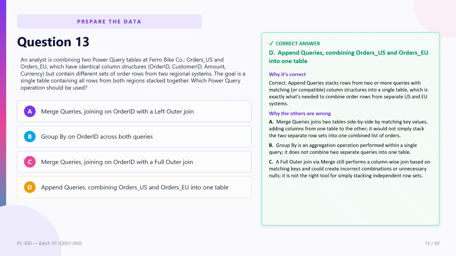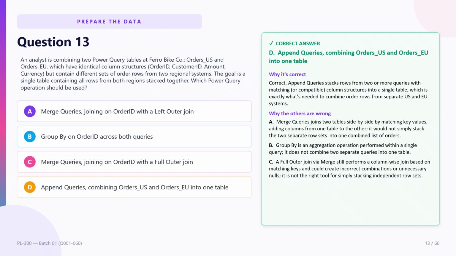The correct answer is D, append queries, combining orders_US and orders_EU into one table. Here's why. Append queries stacks rows from two or more queries with matching or compatible column structures into a single table, which is exactly what's needed to combine order rows from separate US and EU systems.